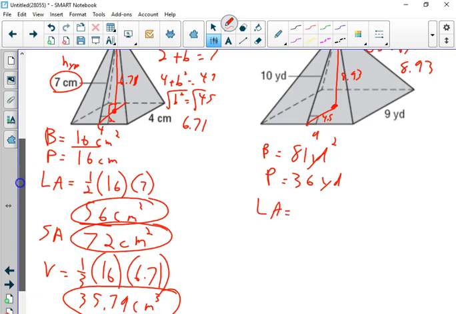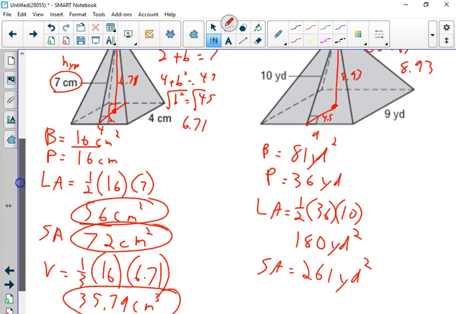Lateral area is going to be, again, 1/2 the perimeter times our slant height, which is 10. We can do that without a calculator. Half of 36 is 18, times 10 is 180 square yards. Our surface area is going to be 180 plus our area of the base, 81, which is 261. Again, square yards.